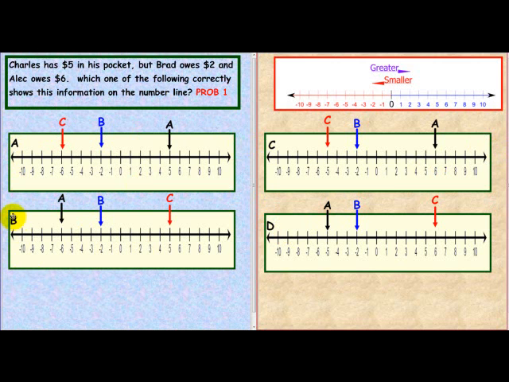Okay, if you chose B, you're correct. If you look carefully, you'll see A for Alex he owes $6, so it's a -6. Brad owes 2, so it's a -2. And Charles has +5 because he has $5 in his pocket. Hopefully that makes sense. If you would, please pick up an eraser and erase the board. And if you would, have another student come up to the video. Thank you.